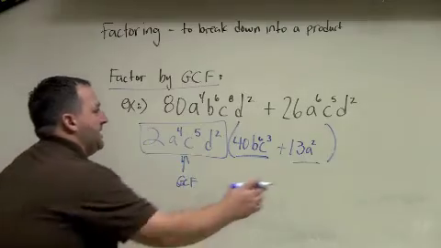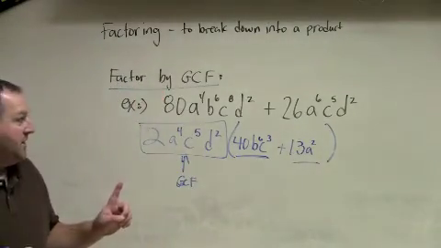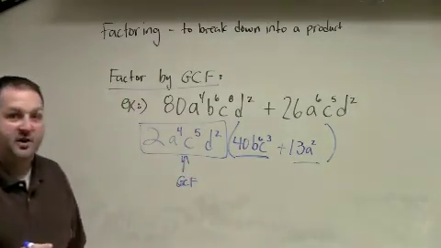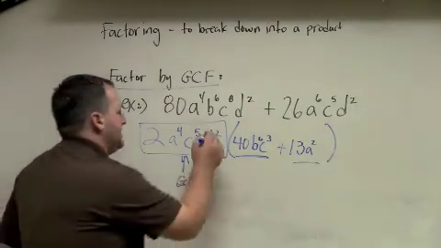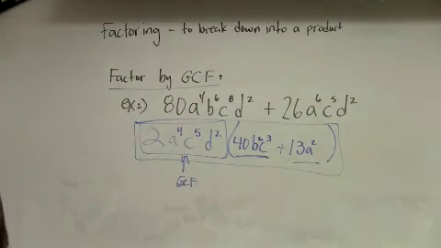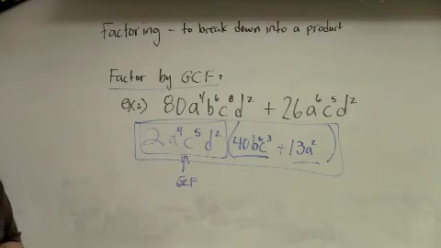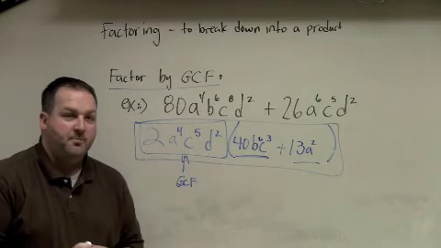Okay. D squared divided by D squared is going to be the same thing. They're going to divide out and equal 1. So guess what? That's what's left over. This is the second part. That is the second factor. This is the answer. The answer is 2a to the 4th, c to the 5th, d squared, times 40b to the 6th, c to the 3rd, plus 13a squared.